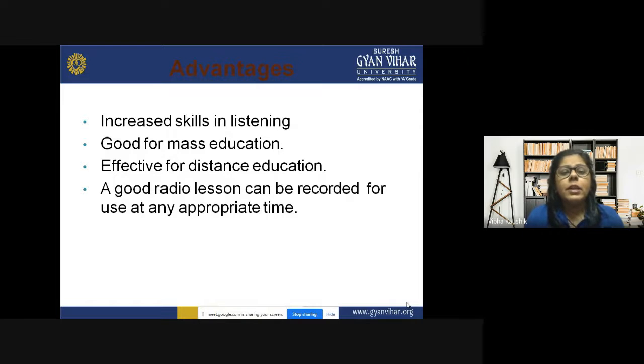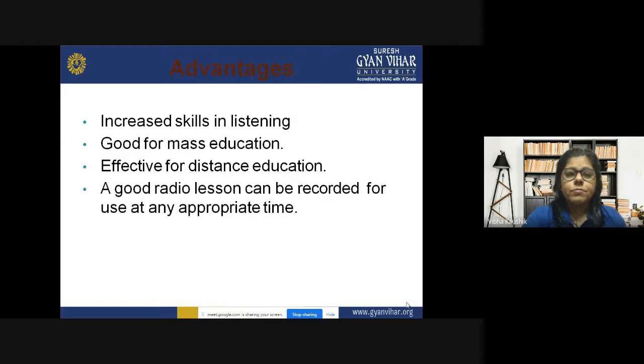Advantages: increase skill in listening. Good for mass education, meaning a number of students can be taught at one particular time. Effective for distance education; radio will be a very effective means of communicating information or giving knowledge to students when we are giving them education through the distance mode. A good radio lesson can be recorded for use at any appropriate time, and it can be listened to by the student whenever he wants to use it.